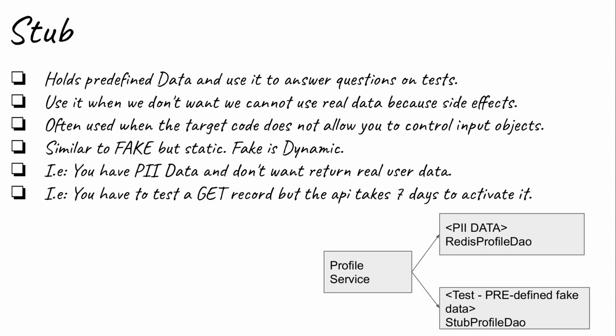Often, when the target code does not allow you to control input objects, or you don't have an easy way to set the target system in the state that you want, you can simulate that state easily with stubs, and they're very, very easy to do. You don't need any special framework to do stubs, neither to do fakes. So stubs are similar to fakes, but they're static, not dynamic. They don't have a memory hash map like you usually do with a fake.